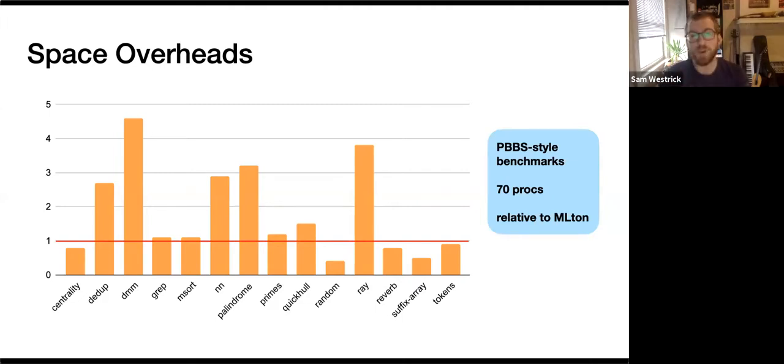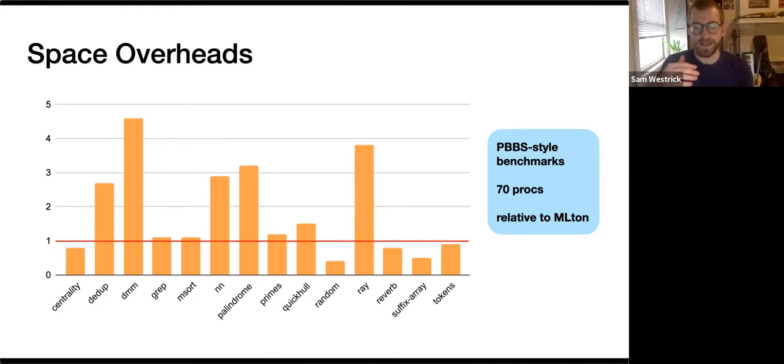Okay. I want to point out a lot of the memory overheads here are actually lower than 1. So there are multiple places where we're using less memory than Milton. And the intuition here is that we're running in parallel, we're potentially getting a factor 10, 20, 30x speedup, and we're using less memory. How is that possible?